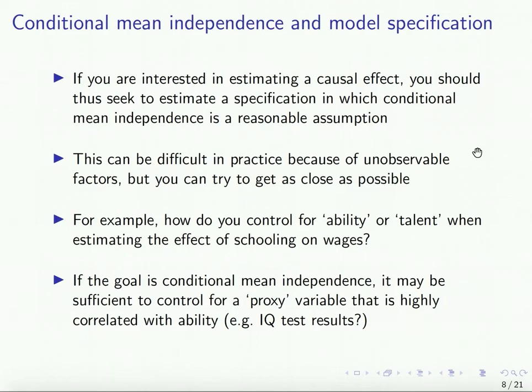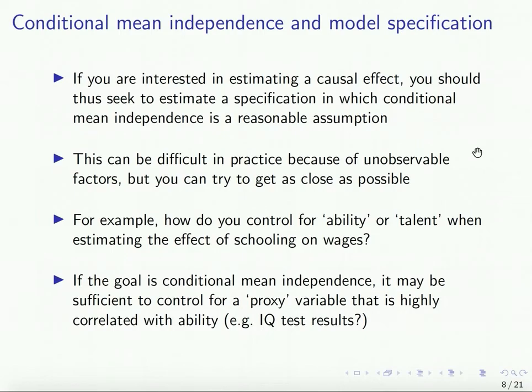This is because if you're more able, probably you're going to go longer for schooling. So this is going to be positively correlated with schooling, and probably if you're able, you're going to also be able on the job and make higher wages. So this is an omitted variable bias. You can probably never control for it because ability is really hard to actually observe.